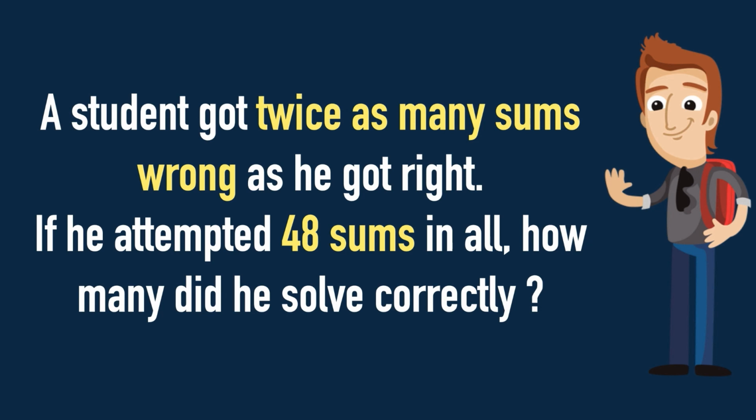A student got twice as many sums wrong as he got right. If he attempted 48 sums in all, how many did he solve correctly?